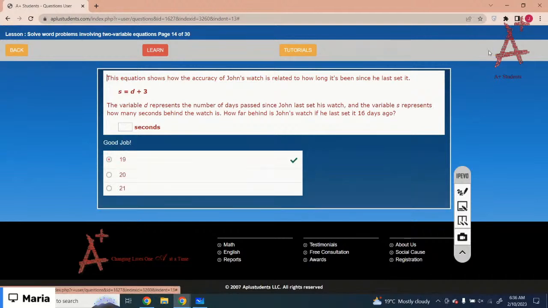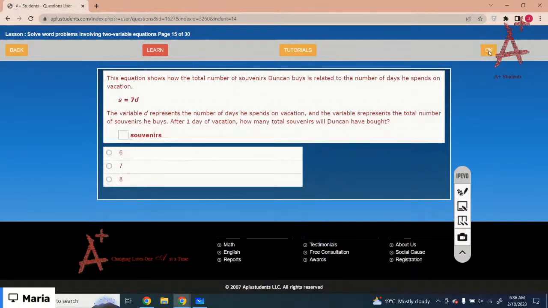Okay, the next one is: this equation shows how the total number of souvenirs Duncan buys is related to the number of days he spent on vacation. S equals 7 times D. The variable D represents the number of days he spends on vacation, and the variable S represents the total number of souvenirs he buys. After 1 day of vacation, how many total souvenirs will Duncan have bought?